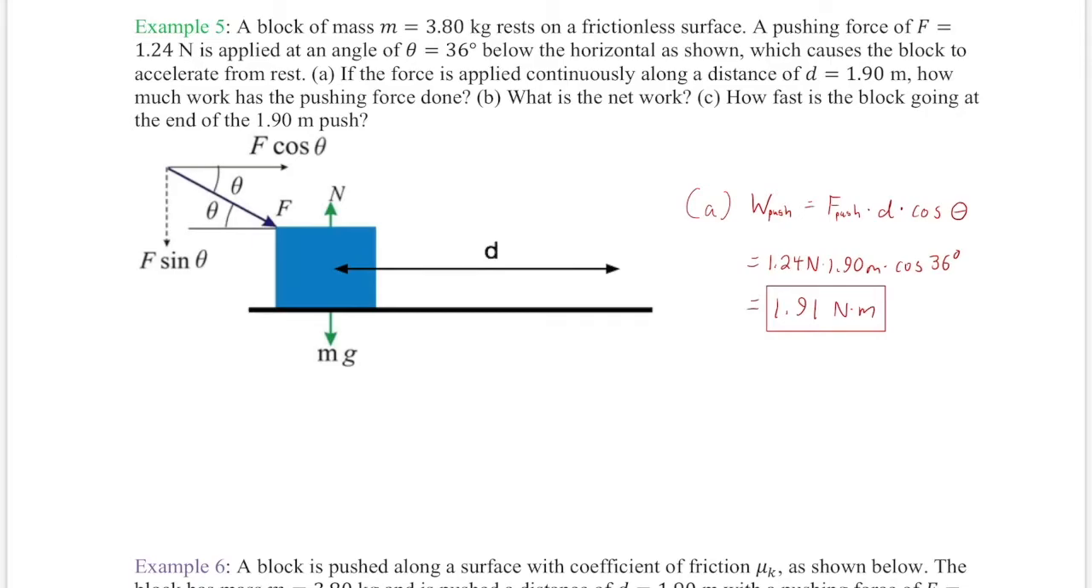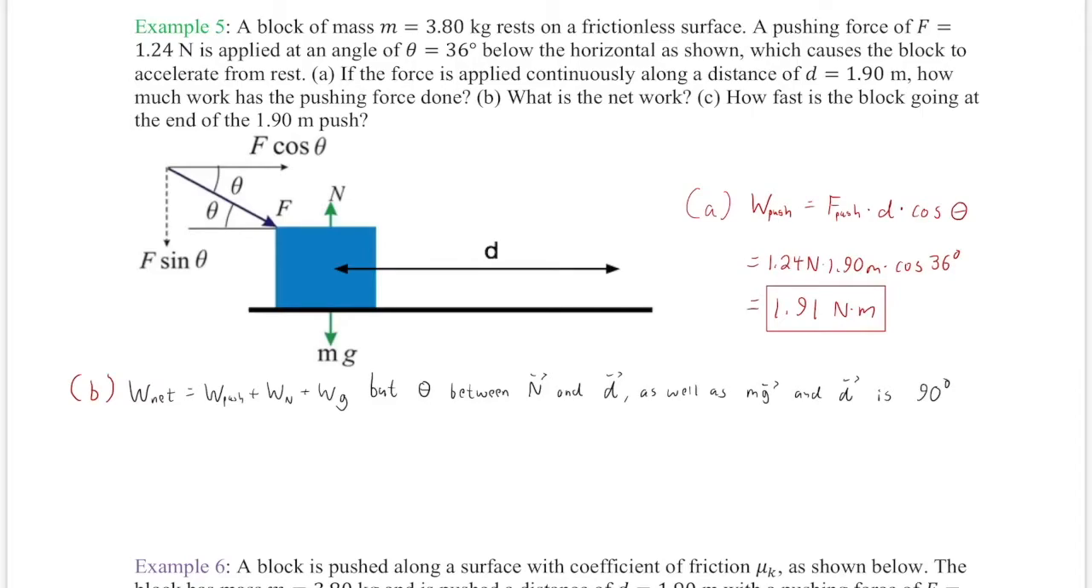Okay, let's take a look. We're told which causes the block to accelerate from rest. So the net work is the pushing work plus, if you think of all the forces that can do work here, the work done by pushing, the work done by the normal force, the work done by gravity. Those are it. But let's think about it. We've got a bunch that are 90 degrees. In other words, between the normal force and D, that's 90 degrees. Between mg and D is also 90 degrees. So how much work are these two forces going to do? None, zero. So that means the only work being done is the work of the pushing force. That means the net work is 1.91 Newton meters.